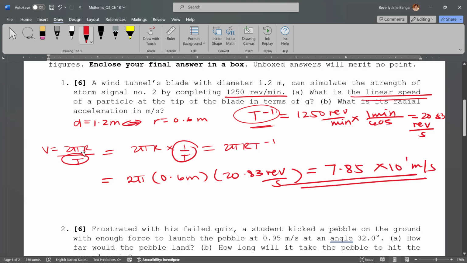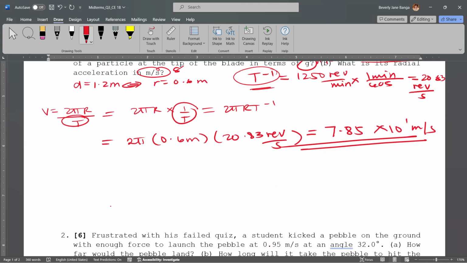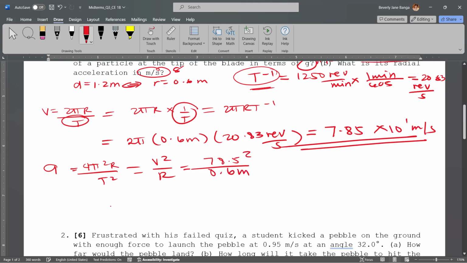So that's the speed. Now, mali yung question ko dito na I think I corrected everyone naman. This is in terms of meter per second and this one is in terms of G. So let's go to the acceleration part. For the acceleration part, we have either you use your 4 pi squared r over t squared. You can use that. But I don't want to go through the struggle of doing that. I know the v. I'm confident with my answer. So I'll just write v squared over r. So this gives me 78.5 squared over 0.6 meters. And this gives me 10,280.84 meter per second squared divided by 9.8 meter per second squared kasi we want to express it in terms of G.